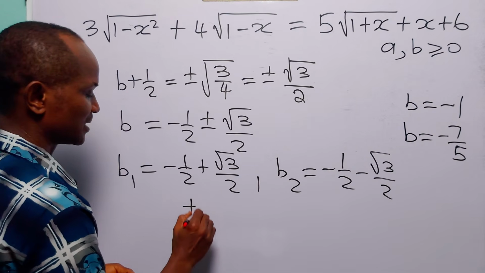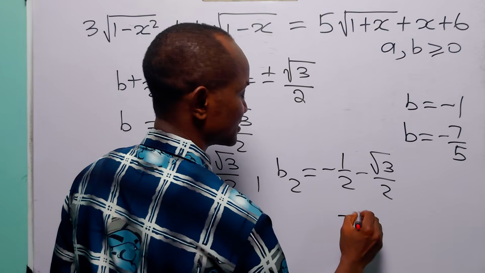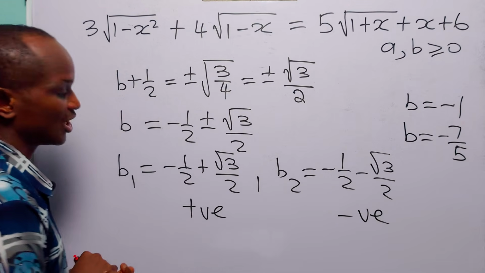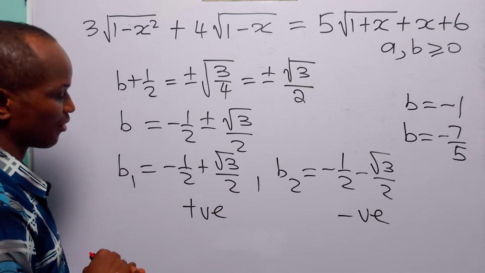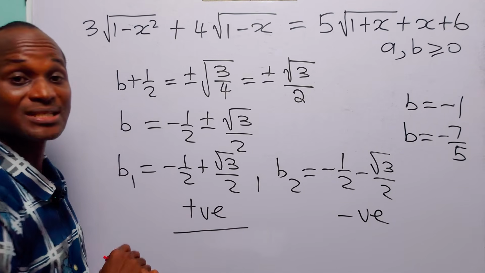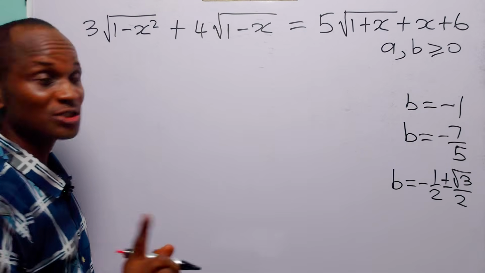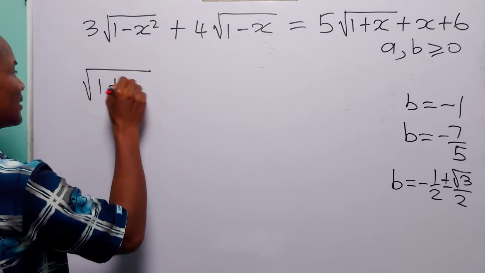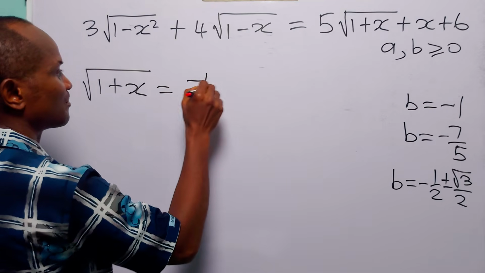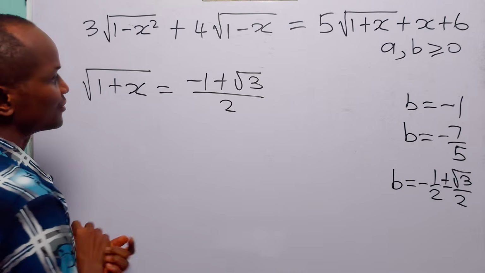This value of b is positive, while this value of b is negative. So finally, after solving the quartic equation, we have only one value of b. That is the positive value. And so finally, we have that b, which of course is equal to the square root of 1 plus x, is equal to minus 1 plus root 3 divided by 2.